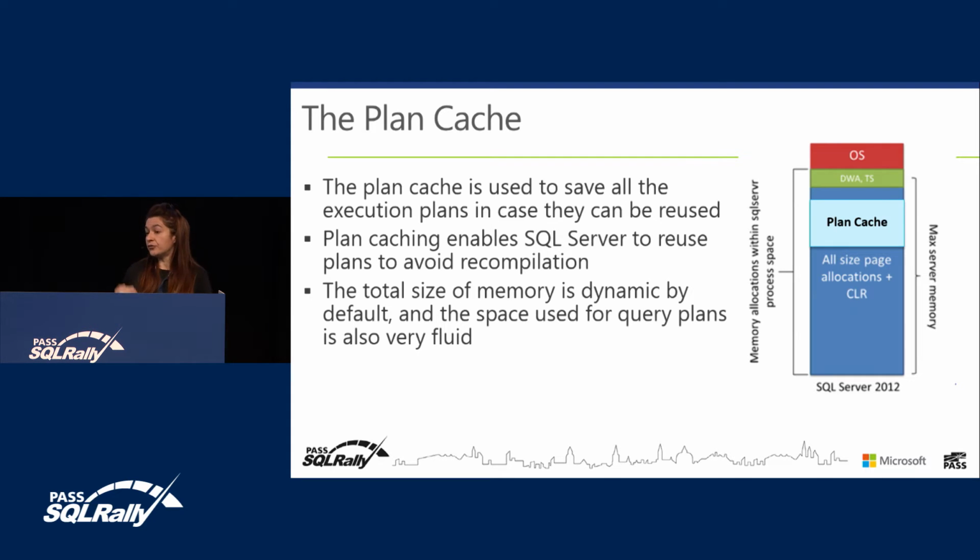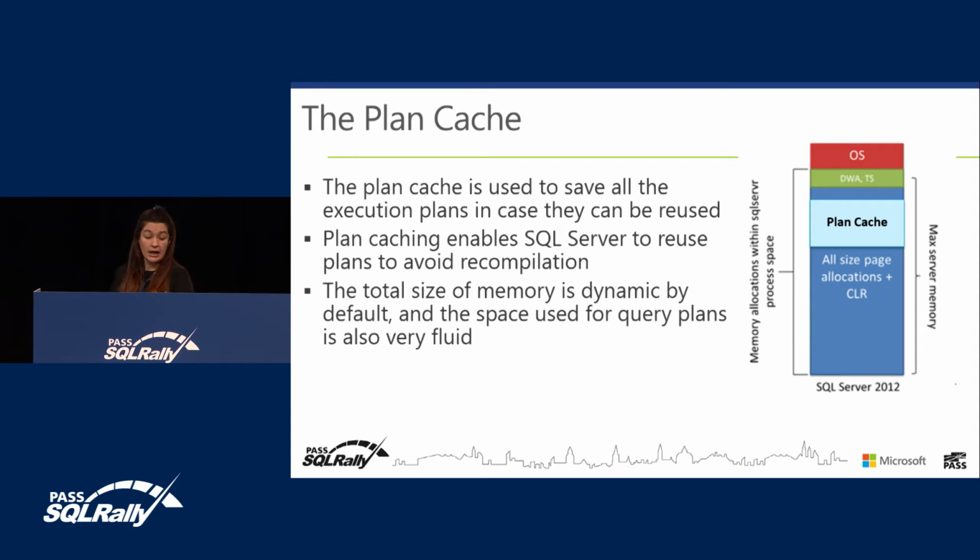The caches are fluid, and we just have max server memory as a mechanism to control the maximum size of the plan cache and the buffer pool also. So we have to use that. Okay, so what kind of objects do we have in the plan cache, how do they get there, and what can we do about that?